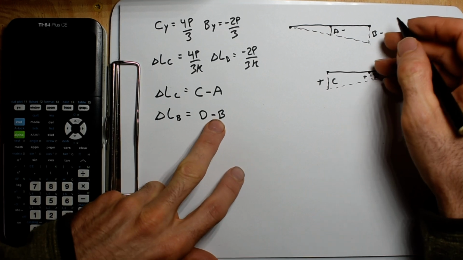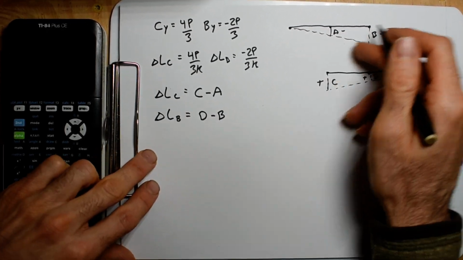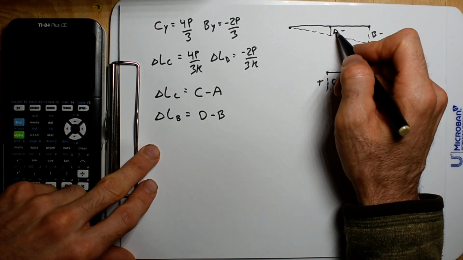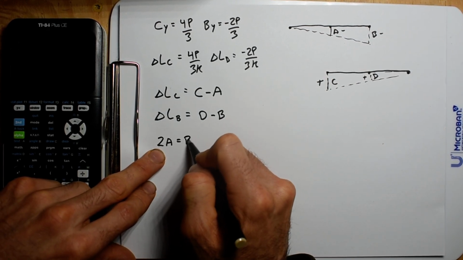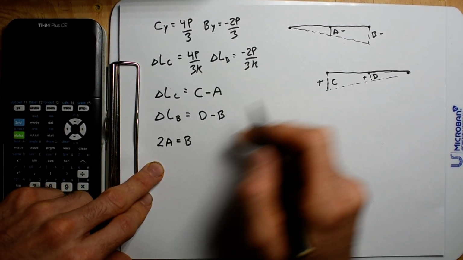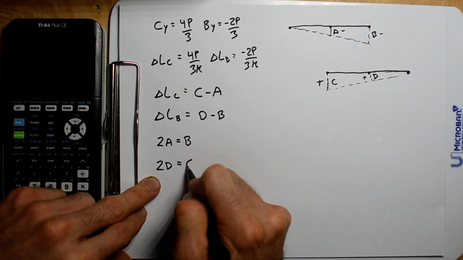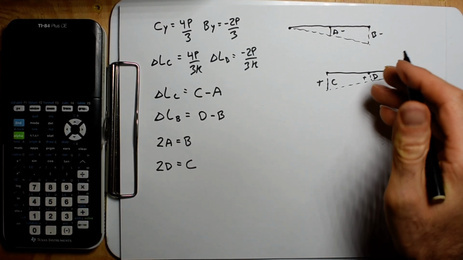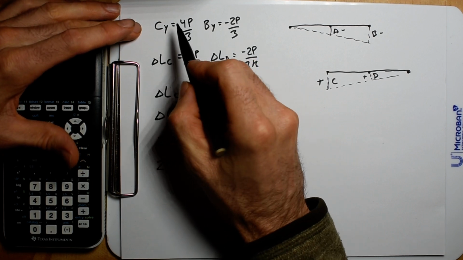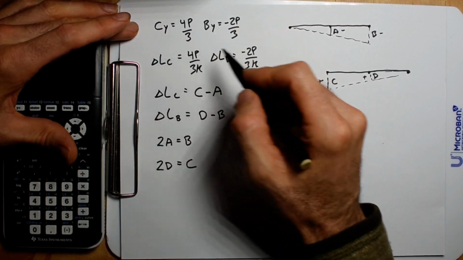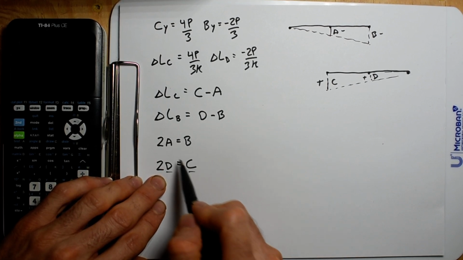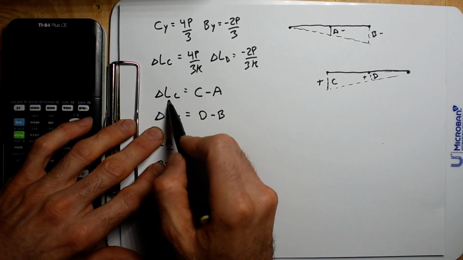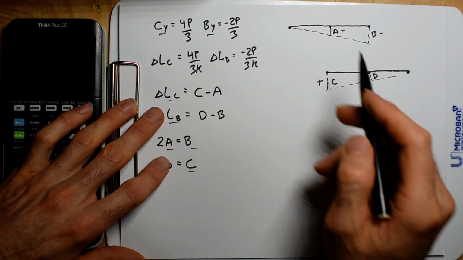Okay, now we need to show 2 more equations. We need to say that if I know A, B is just 2 times A. So 2 times A is equal to B, and 2 times D is equal to C. And I think you can see that just by geometry. So now we have our equations. We got 8 equations, and we got 8 unknowns.